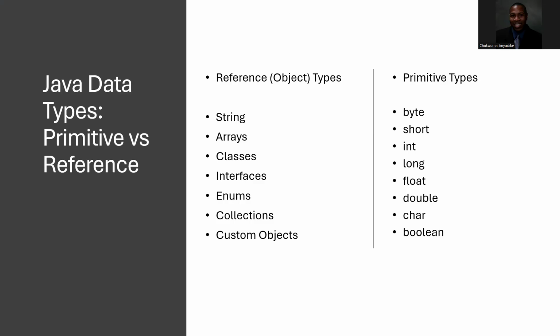Now here, again, we list the different reference types and primitive types. I will not go over them, but you can pause this video and read these for yourself.